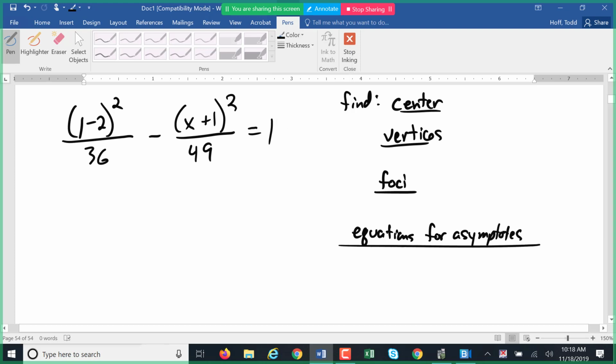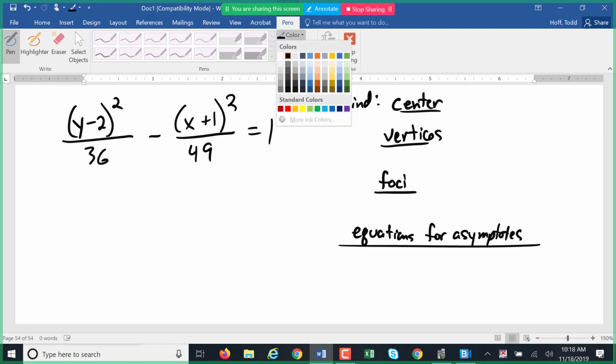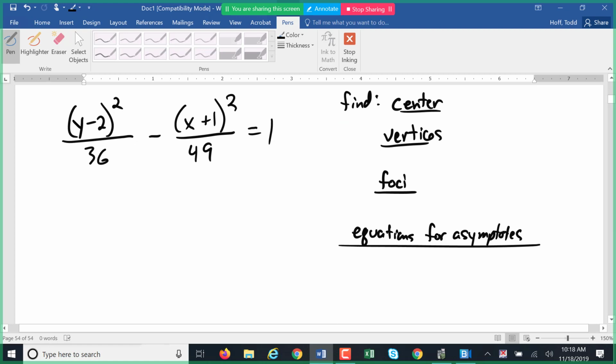So our center, you probably already have this down. Our center here is (-1, 2). Remember, the x-coordinate is with the x, so it's x plus 1. So technically it's x minus a -1. So the x-coordinate is -1. Of course, the y-coordinate is with the y. y minus 2 means that y-coordinate is 2. Now, since y is the positive term here, that tells us our transverse axis is vertical.